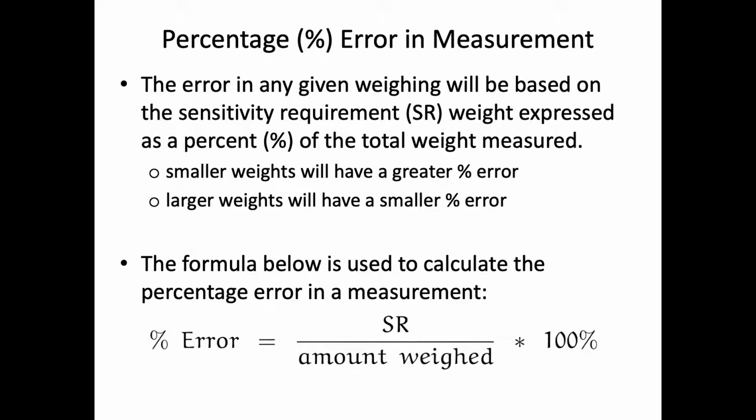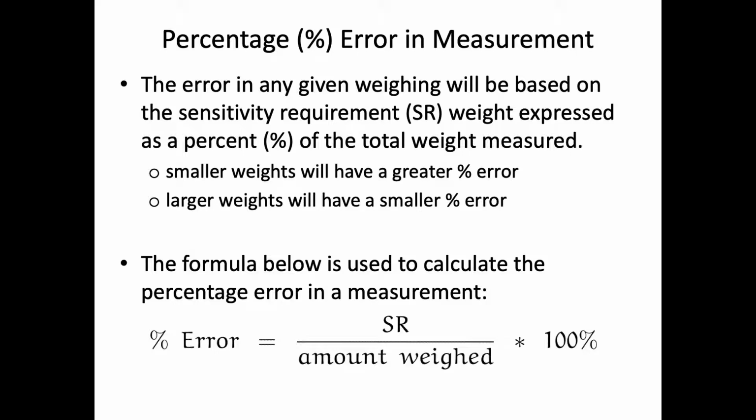Before we get to see what's allowable, we have to be able to calculate what the percent error is. So keep in mind, this is an important definition. The error in any given weighing will be based on this sensitivity requirement expressed as a percent of the total weight measured. If our sensitivity requirement in the previous example was 6.7 milligrams, and we're only trying to weigh 10 milligrams, that 10 milligram weight could be off by 6.7 milligrams. That's terrible. That's more than a 50% weighing error.